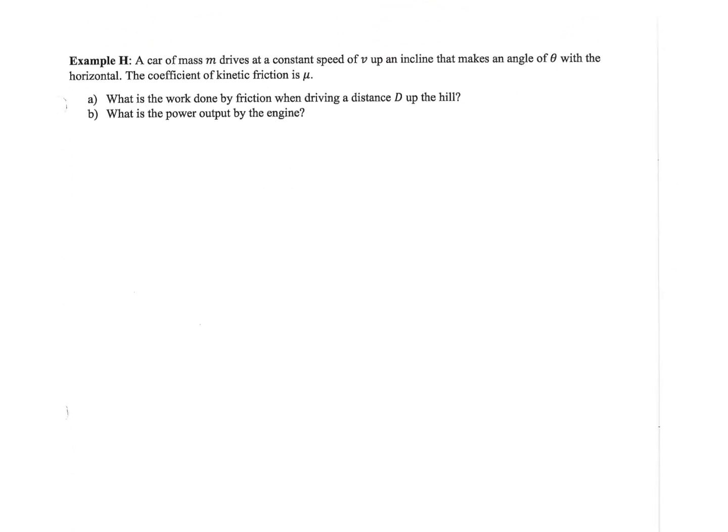Car of mass M drives at a constant speed V up an incline, making an angle. All right, so let's start with your free body diagram. If we're going up an incline, what do we have? We have friction. So if this guy is going up an incline, we have friction going down the incline. We have the force of gravity, or force of weight, this way. We've got the normal force going this way, and then we have the force of an engine providing a force to go up the incline.